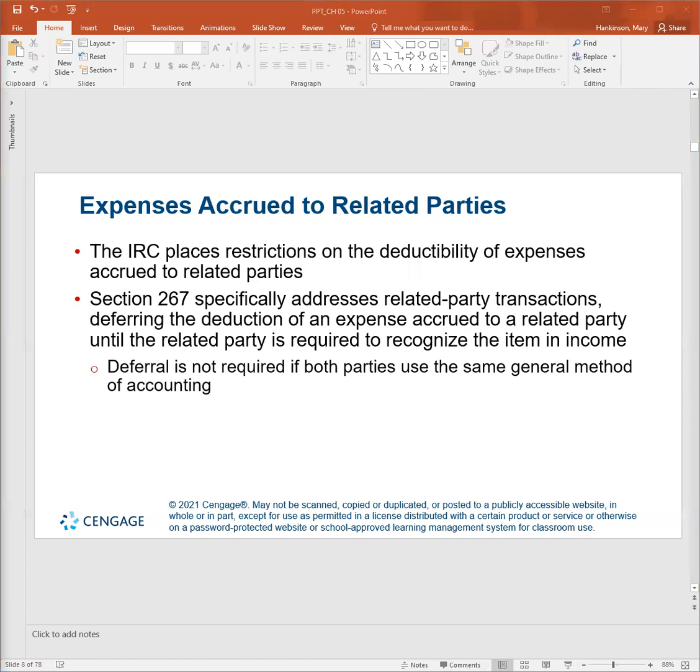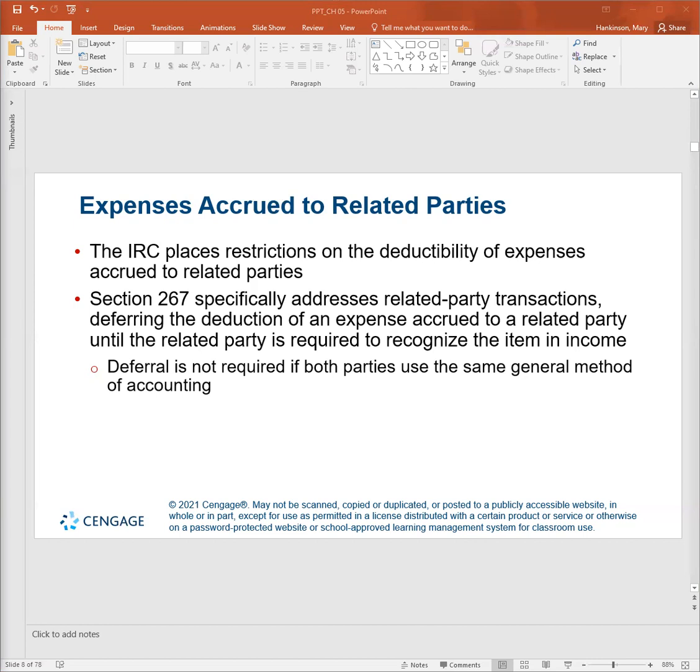So, expenses accrued to related parties. Regardless of the taxpayer's general method of accounting, the Internal Revenue Code places restrictions on the deductibility of expenses accrued to related parties. Without these restrictions, related taxpayers who have control over both sides of a transaction would have the ability to enter into transactions that allow the immediate deduction of an expense by an accrual basis taxpayer, while allowing the deferral of the related income by a cash basis taxpayer on the other side of the transaction.